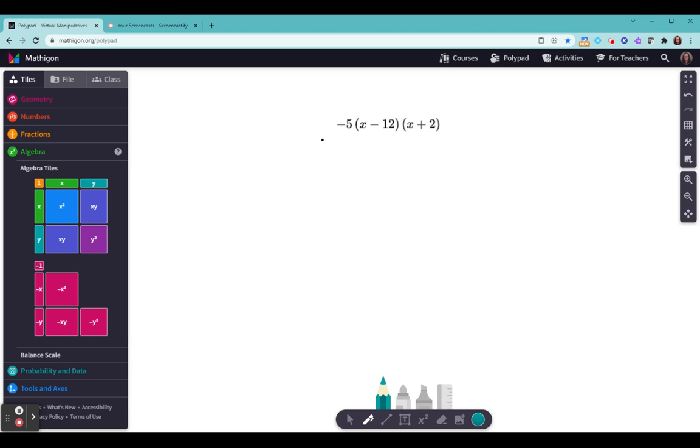So to do that, I still have my negative 5 out in front. I'm still multiplying that, but I haven't done anything with it yet. So I'm going to keep that out and open a bracket, and then I'm going to multiply this together. So I have x times x, which is x squared, x times positive 2, which is positive 2x, and then I have negative 12 times x, gives me negative 12x, and negative 12 times 2, which gives me negative 24.